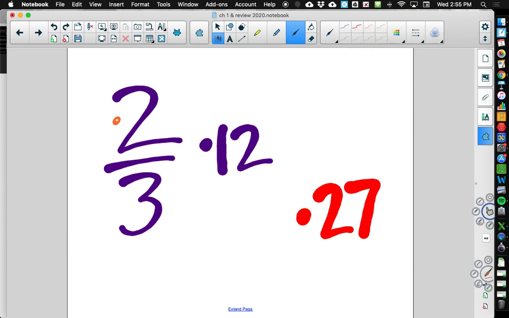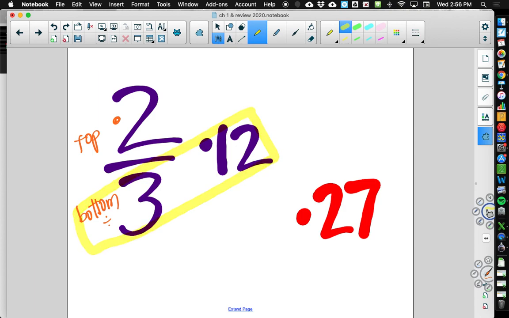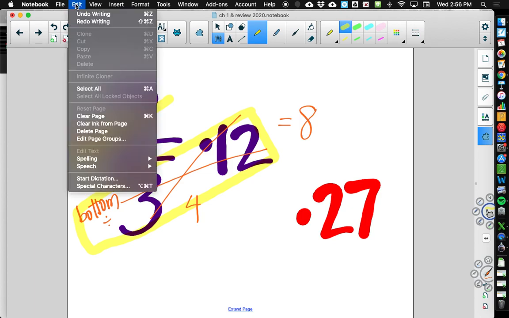This means times by 2. So whatever is on top is a multiply problem. And whatever's on bottom is a divide by problem. So I could say 12, since I know that's divide, 12 divided by 3 is 4. So that's going to be 4. And then 4 times 2 is 8.